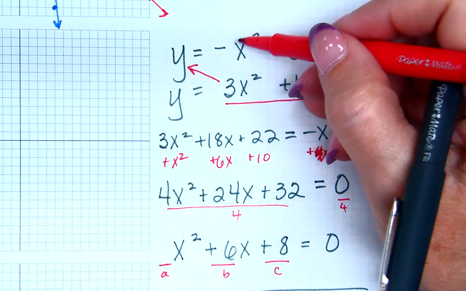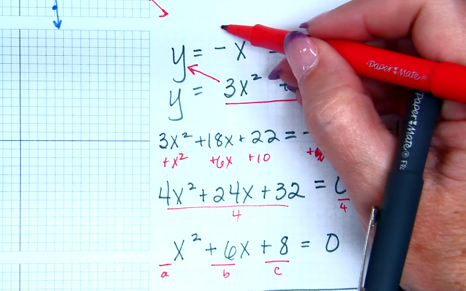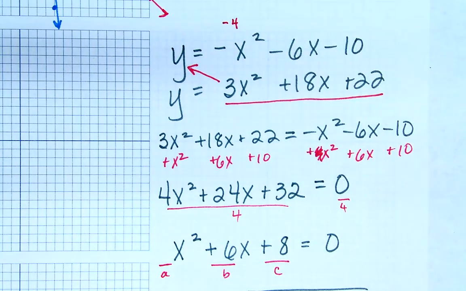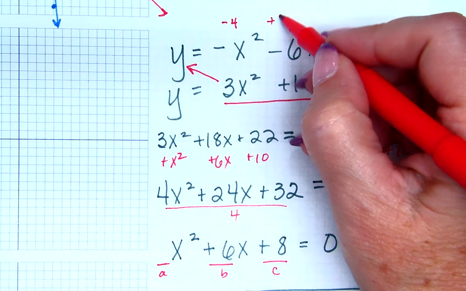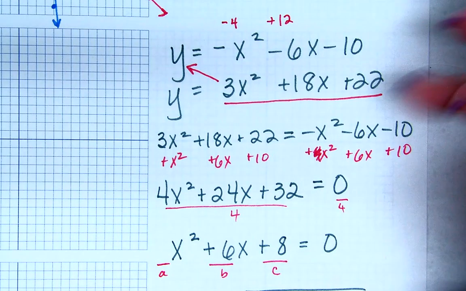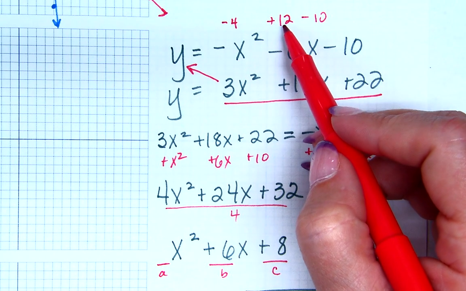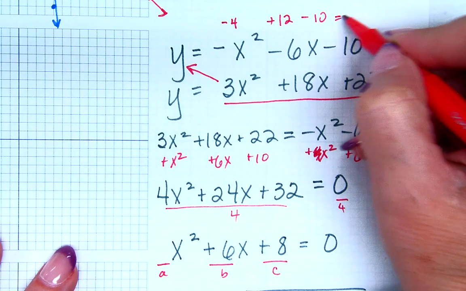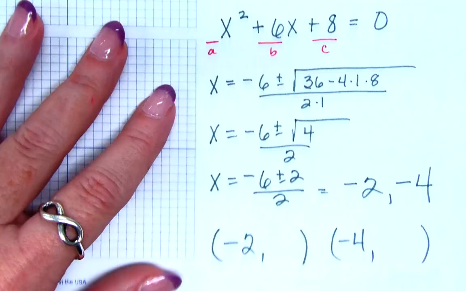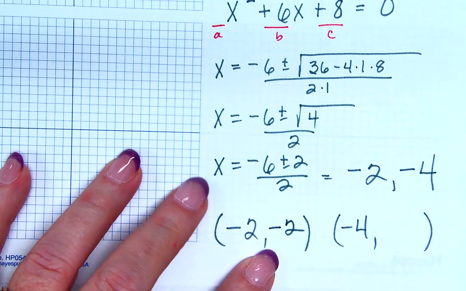Okay, so negative 2 squared is 4, but then I have negative 4 because of the negative. Negative 2 times negative 6, that's plus 12, and then minus 10. So negative 4 plus 12 is 8, and 8 minus 10 is negative 2. So when x is negative 2, y is negative 2. Now I got to start again and use negative 4 this time.